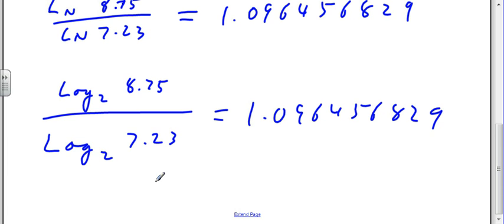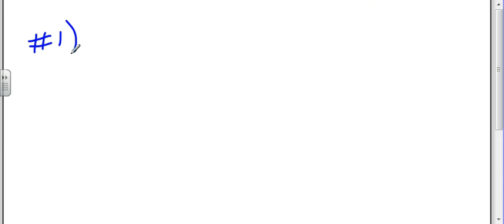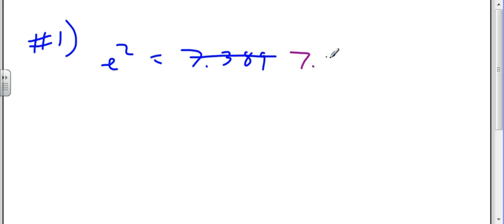Okay, so we're doing problem number 1, and I want e squared. So I put in my calculator e squared, and I hit enter, and I get 7.389. And I'm supposed to get these things to 3 significant digits, so I would call that 7.39.